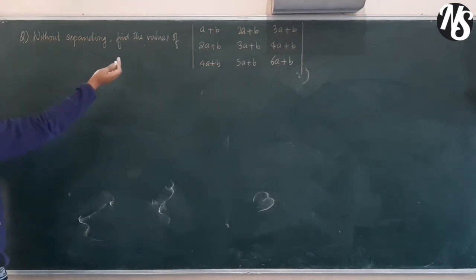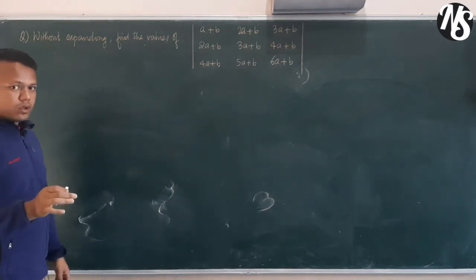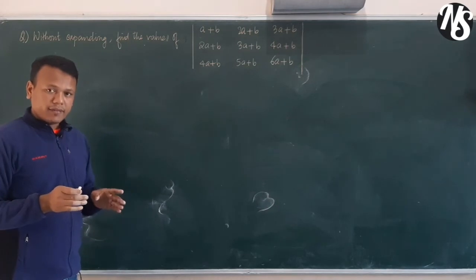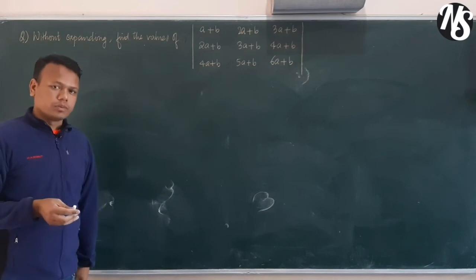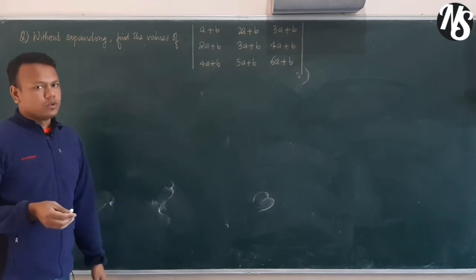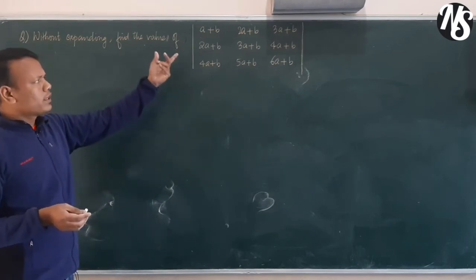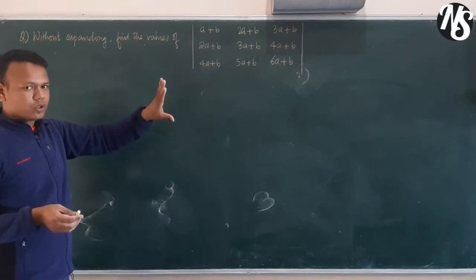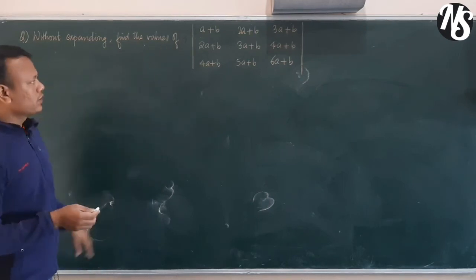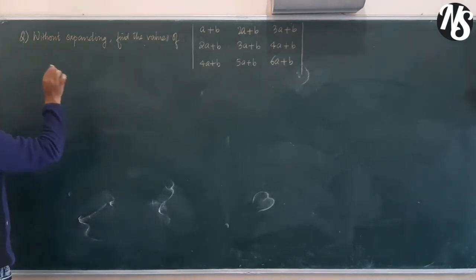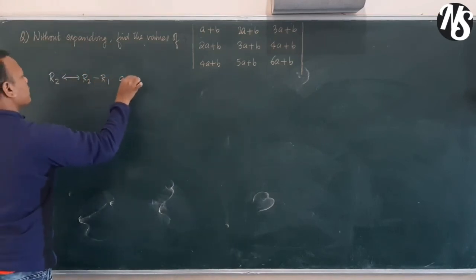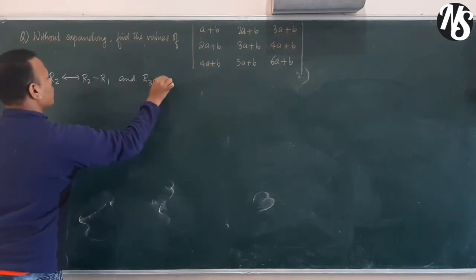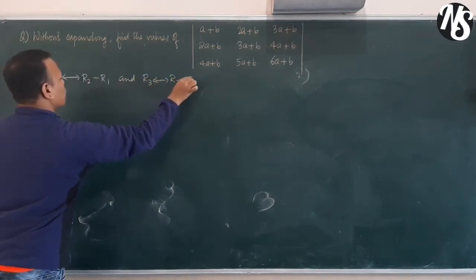Now you know the value of the determinant will be 0 if two rows or two columns are identical or proportional. So I am going to use that only. Here you see that no rows or columns are proportional. So in this case, let me do two operations. I am going to write row 2 as row 2 minus row 1, and row 3 as row 3 minus row 1.